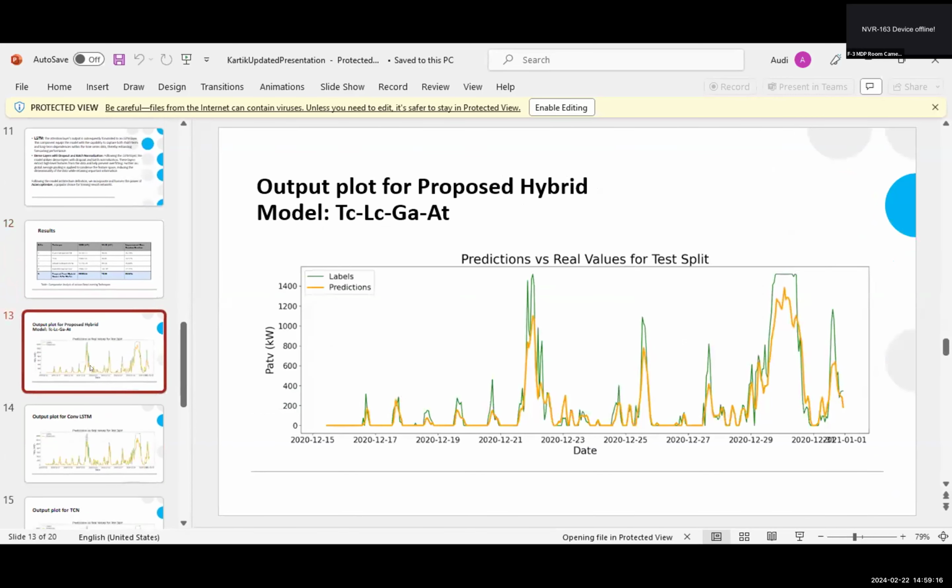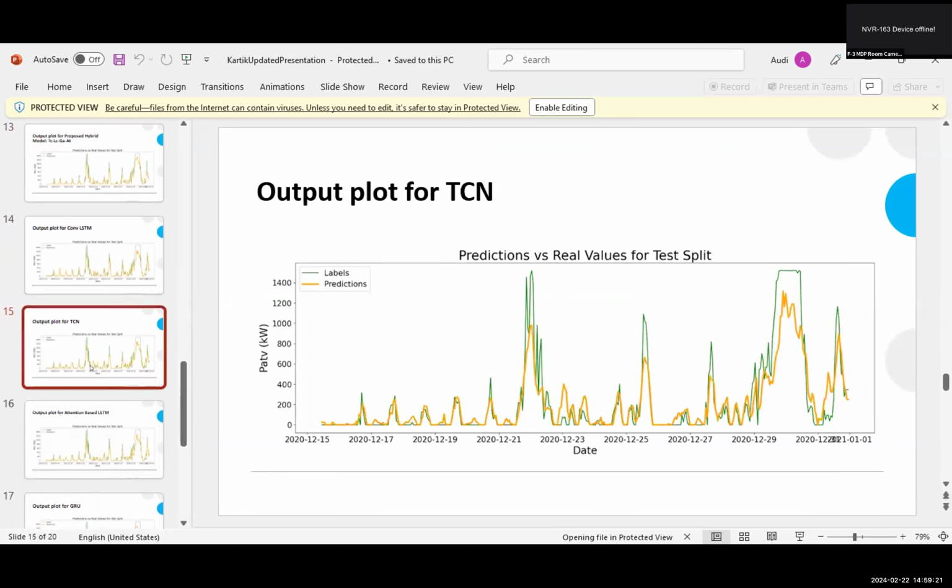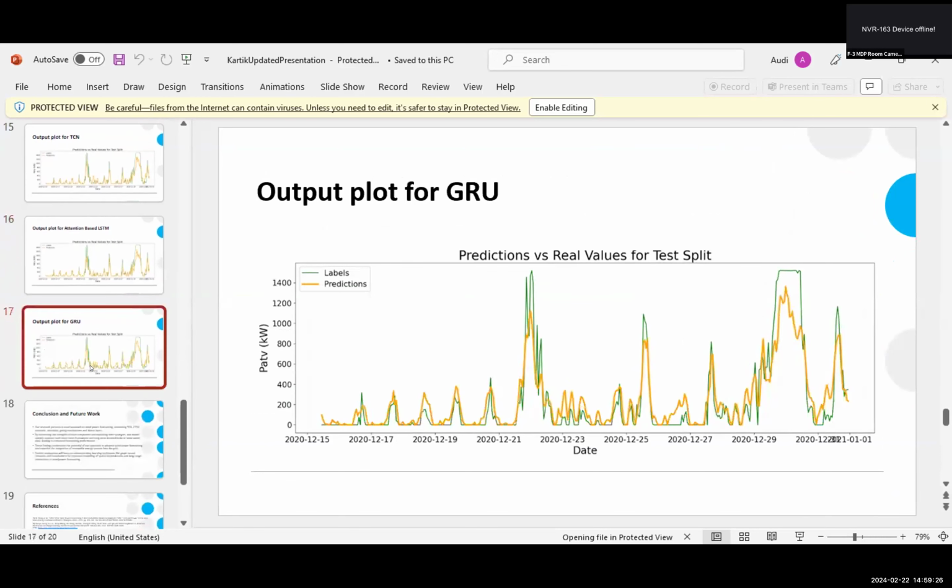So these are the output plots for the proposed model. These are for the convolutional LSTM model and the TCN model. The yellow one is the prediction and the green ones are the labels.